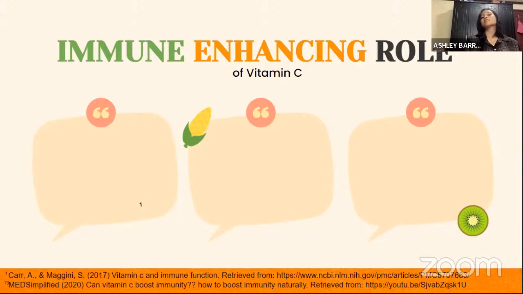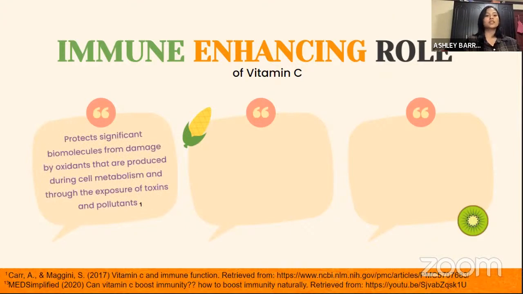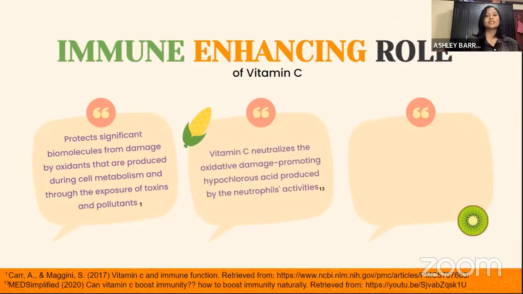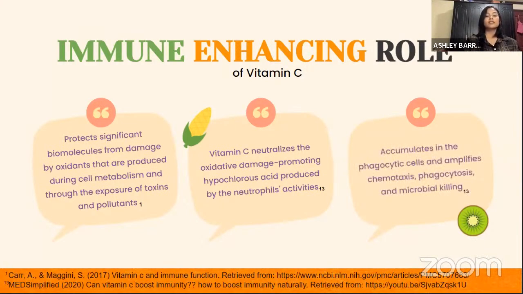Because vitamin C is an antioxidant, it protects important biomolecules such as proteins, lipids, and carbohydrates from damage by oxidants that are produced during normal cell metabolism and through the exposure to toxins and pollutants. Vitamin C neutralizes the oxidative damage-promoting hypochlorous acid that is produced in the activity of neutrophils. So vitamin C accumulates in phagocytic cells and enhances chemotaxis, phagocytosis, and microbial killing.